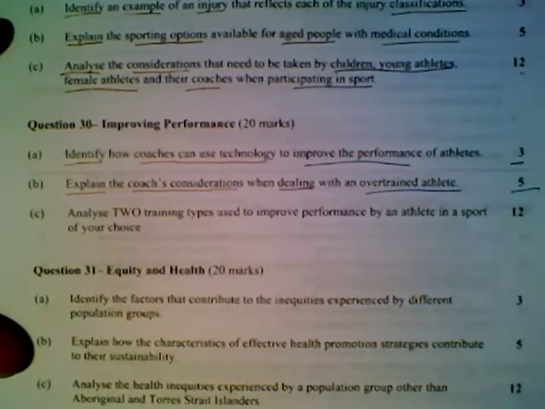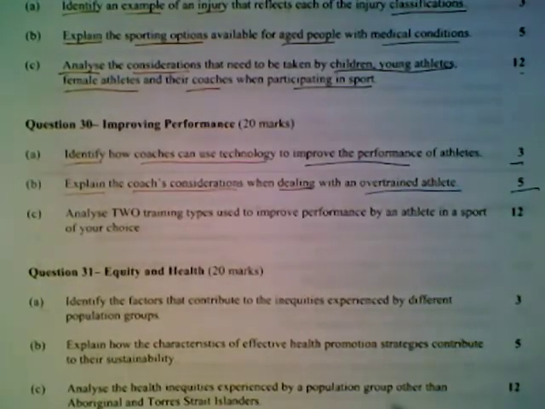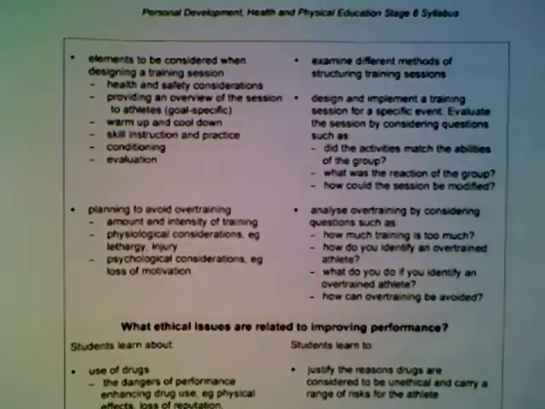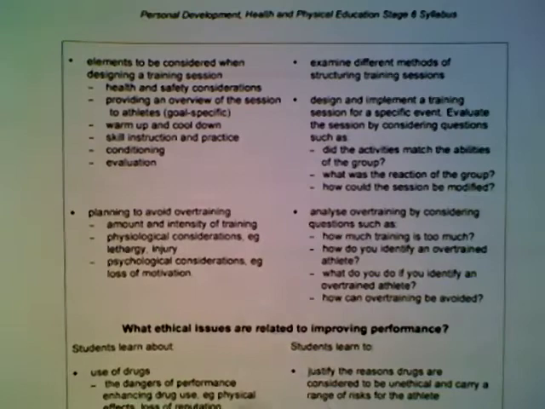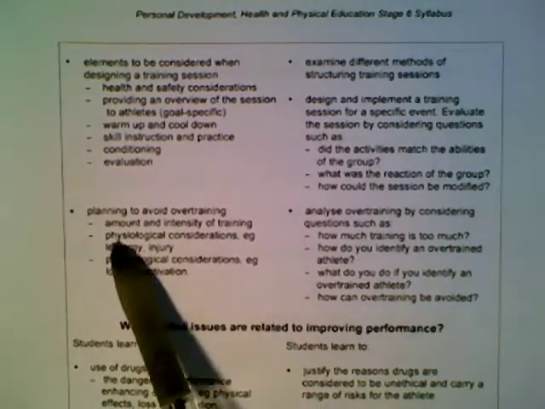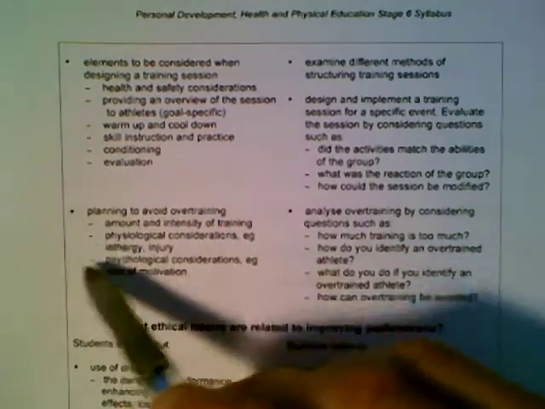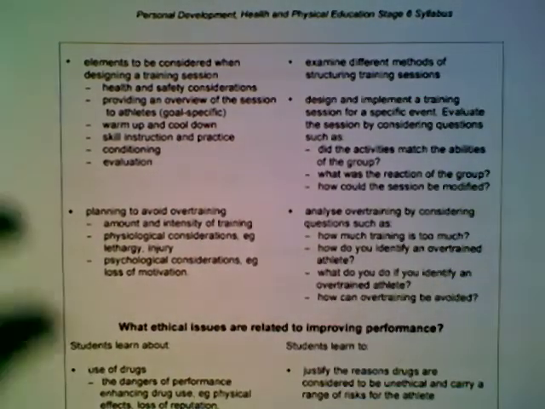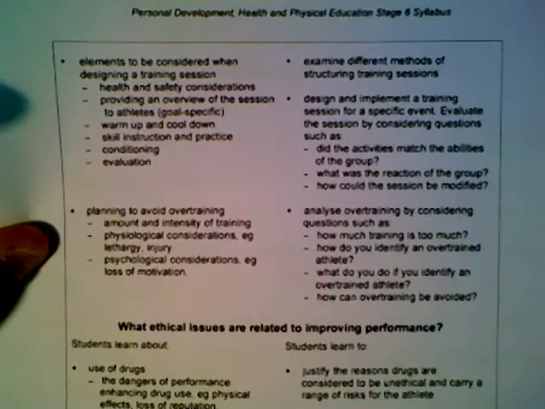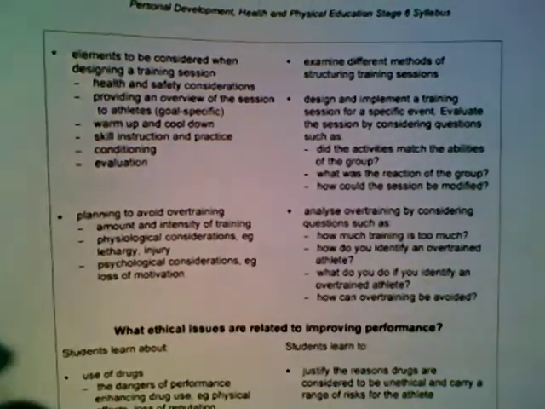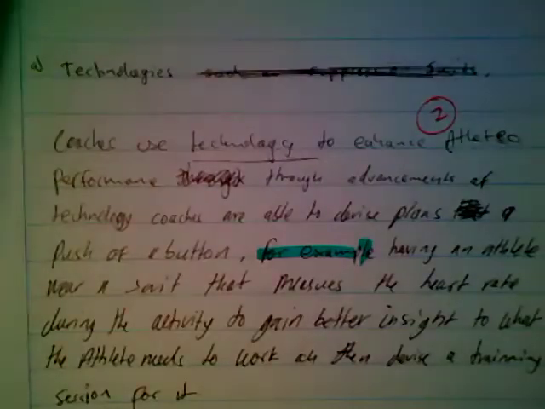It's worth 5 marks. If we go to our syllabus dot point or syllabus, we can have a look and see where we're going to come in. It's going to be planning to avoid overtraining. We're looking at the amount of intensity of training, physiological considerations, psychological considerations. That's the part there of our syllabus we need to emphasise for this question. Right, remembering that if we go back to the question, what students need to look at is how they're dealing with an athlete that's overtrained.